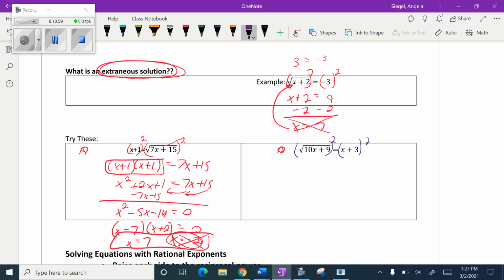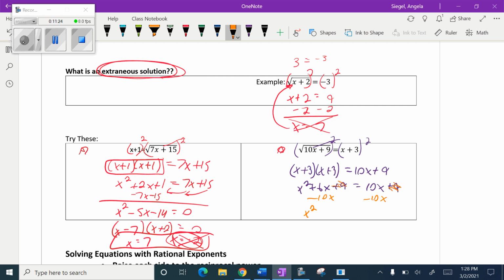So we're going to square both sides. So I get x plus 3 squared is x plus 3 equals 10x plus 9. So I get x squared plus 6x plus 9 equals 10x plus 9. Well, the first thing I notice is it's got a 9 on both sides, so we can cancel that out. I'm going to subtract the 10x.